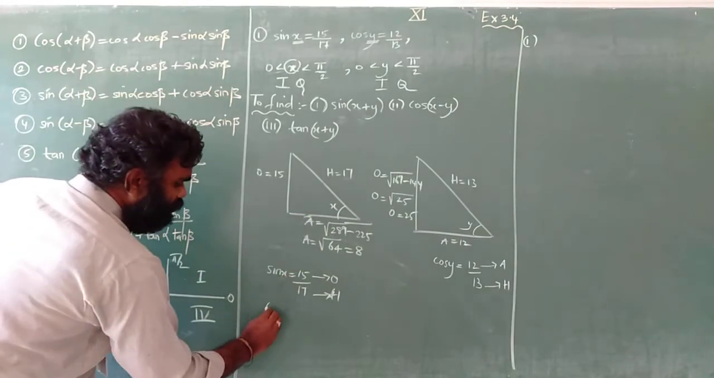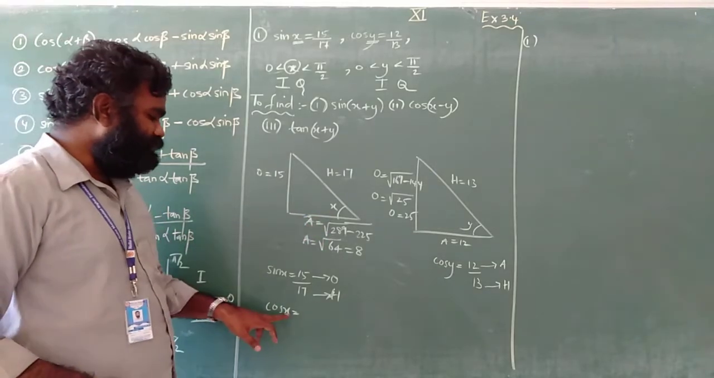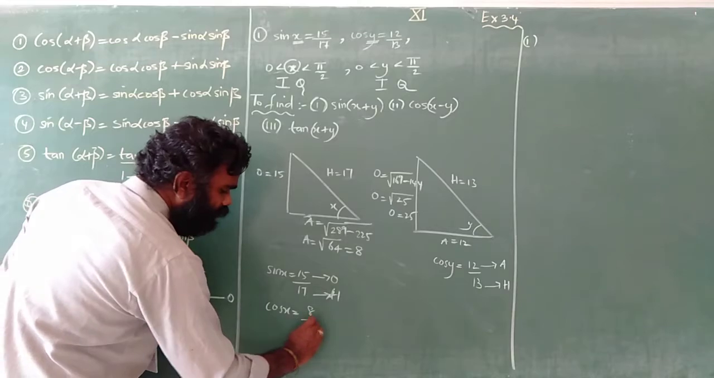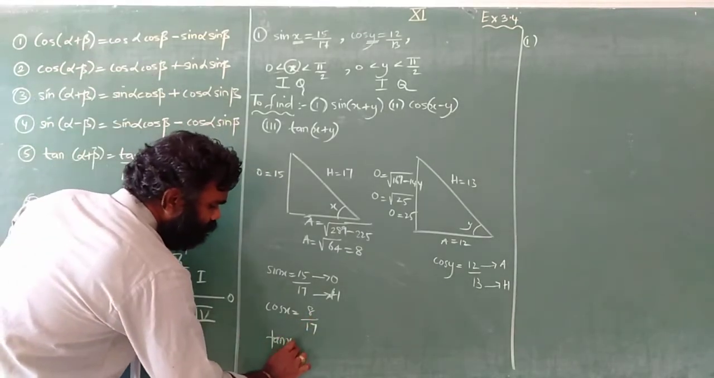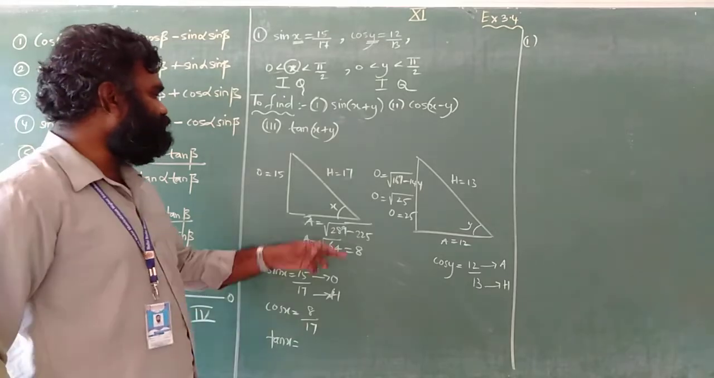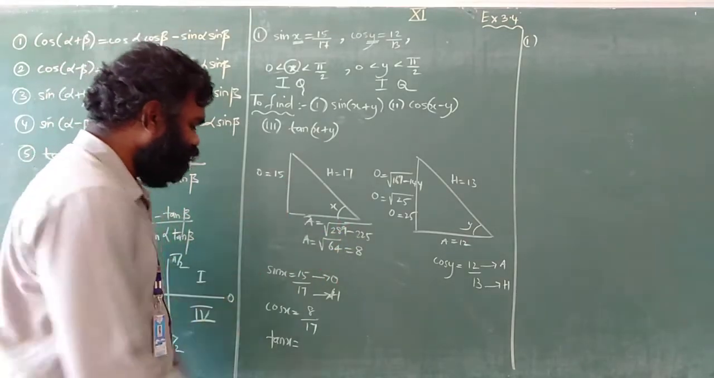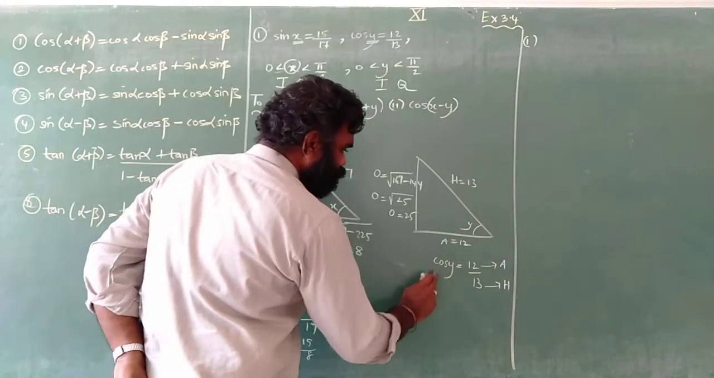Using sin x. Next I am going to find cos x. What will be cos x? Cos x is nothing but adjacent by hypotenuse. What is adjacent here? 8. 8 by hypotenuse, 17. Next tan x. What is tan x? Tan x is nothing but opposite by adjacent, 15 by 8. These are x.